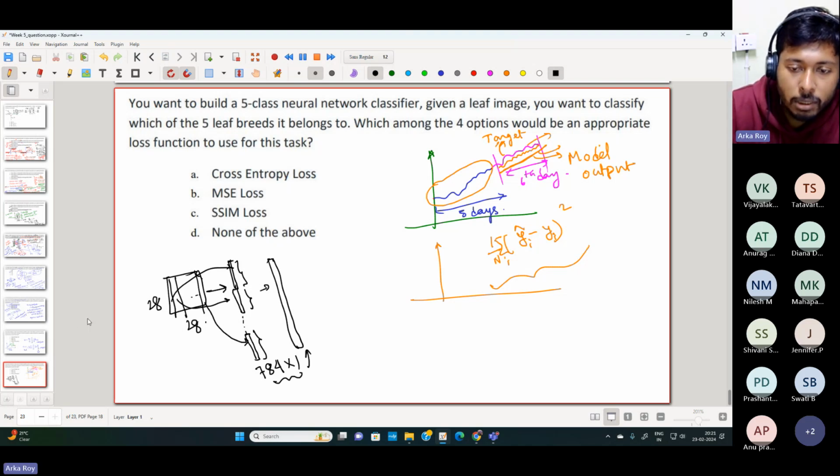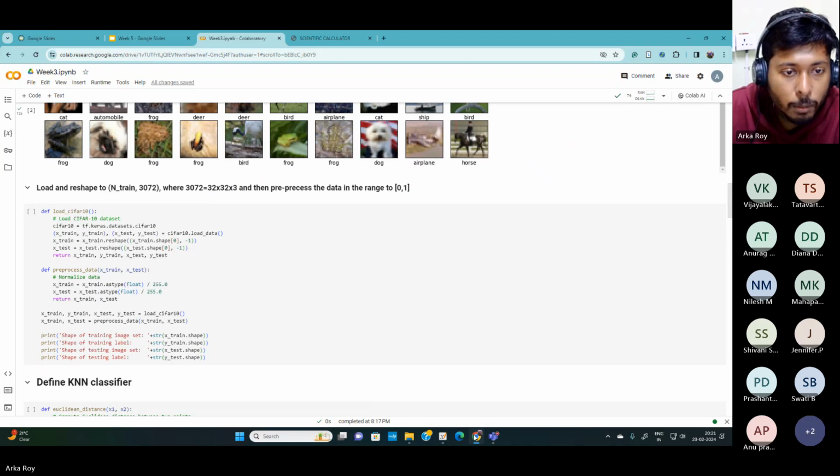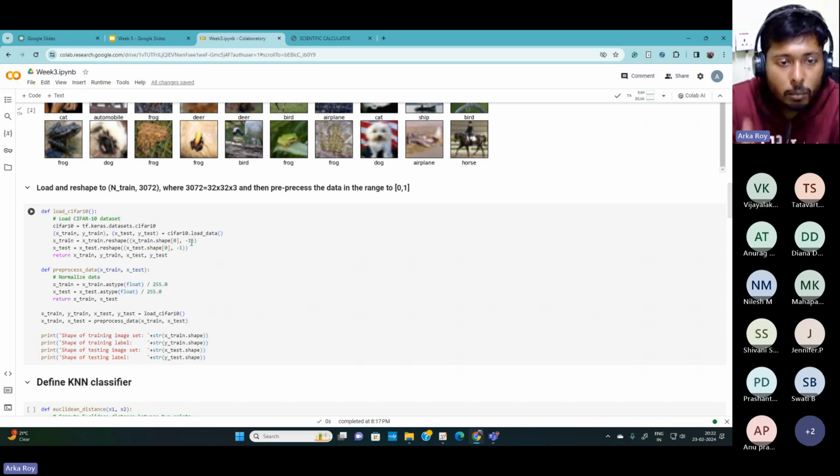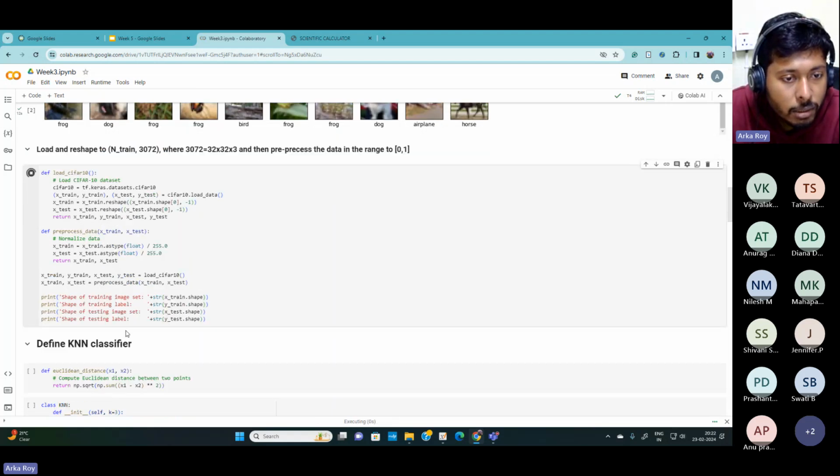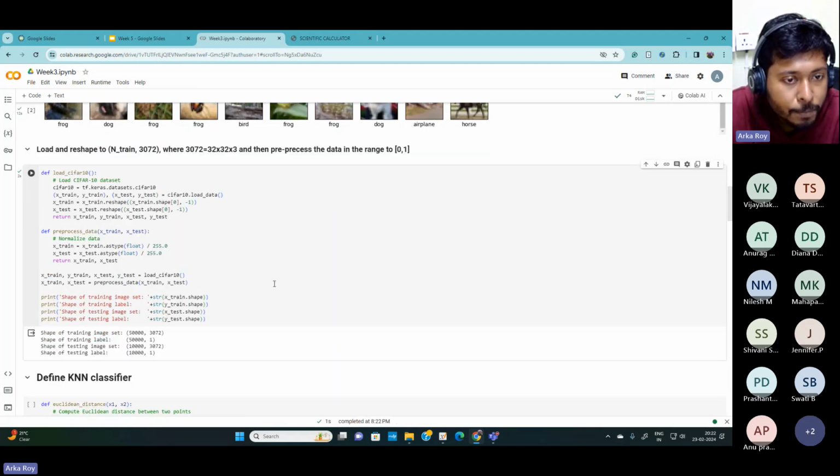By the same logic, I'm trying to produce the same operation, so I'm reshaping it. Reshape X train comma shape 0 gives you the 50,000 images, and if you put -1, it will flatten the whole image. If I just run it, you will see the shape. Now you can see you are getting 3072.